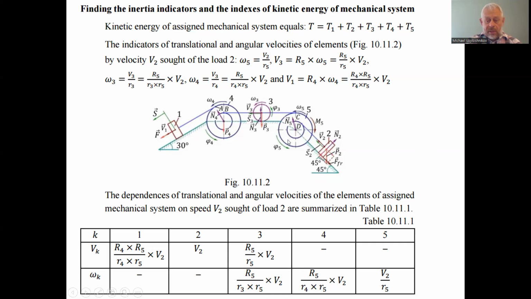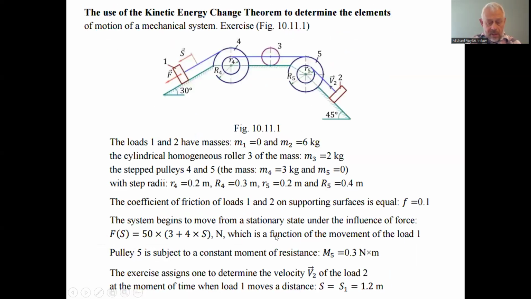First, what is the angular velocity of the stepped pulley 5? It is related to the velocity of the load V2, because we have the unstretchable thread here, so it moves with velocity V2 by the rotation of this pulley, and we have the internal radius of the pulley. Radiuses as well have to be assigned. Do I remember the assigned radiuses? Oh, yeah, the radiuses were assigned.